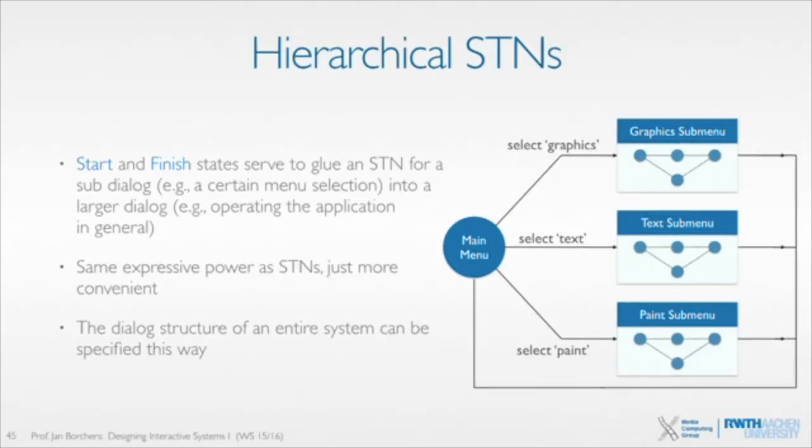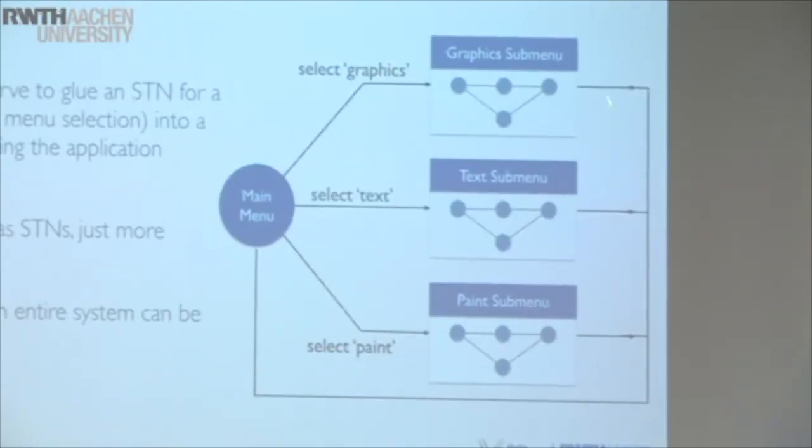So STNs are great. And if STNs don't suffice, if you need to get more complex, you can always make them hierarchical. For example, you can say, hey, I have this sub thing that's going on. I'll put that into an STN. That STN will have, for example, just the menu for graphics, maybe. This could be the menu that we have in order to draw lines and circles. And in there are entry and exit points, which we then connect to in this larger main thing.